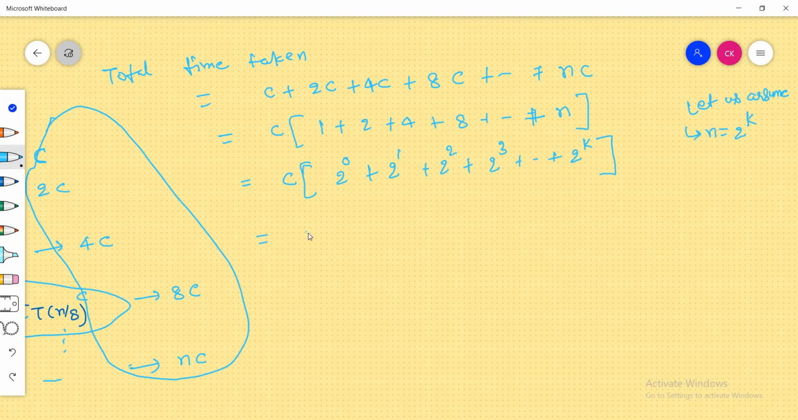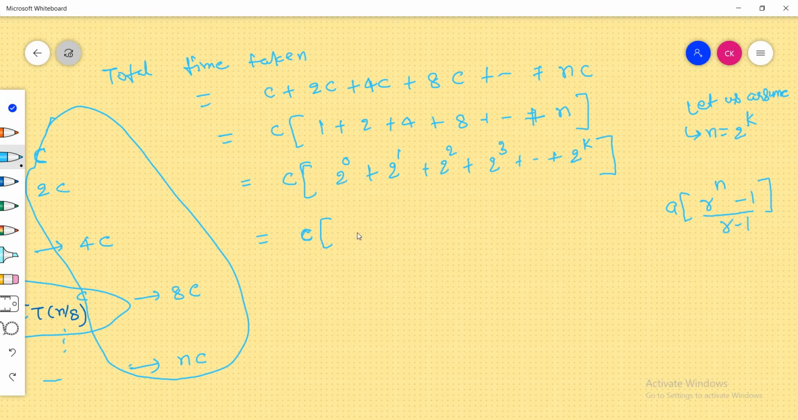Now this c is constant, and this is sum of GP. Sum of GP is, what is the formula? a into (r to the power n minus 1), where a is the first term, r is the common ratio, n is the total number of terms, divided by r minus 1. So what is the first term? 2 to the power 0.